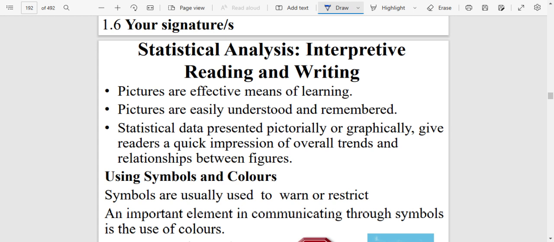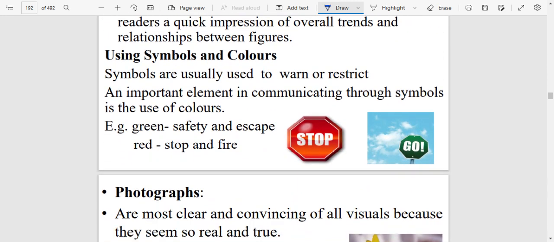Other things that we need to understand in academic writing are statistical analysis, or interpretative reading and writing. When you're interpreting, you're just going to see signs. You barely have words, or the words are very few, but you want to get meaning from there. Pictures are effective means of learning. If you are just teaching and teaching without people being able to see it, it can be a bit difficult for people to learn. So pictures are very, very effective means of learning. Pictures are easily understood and remembered because someone has seen them and they will be taken on by the brain.